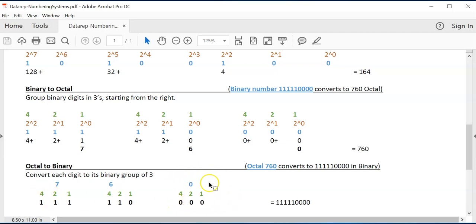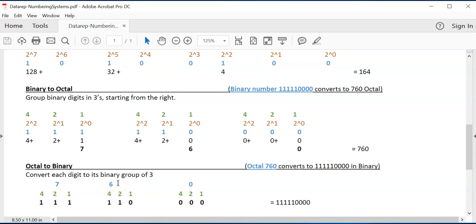And what you need to think here is, which of these numbers do you need to make this number? Well, it's a 0, so I don't need 4, I don't need 2, and I don't need 1. When you don't need a number, you put a 0. So I put zeros underneath each of these. So this octal number is giving you 000 as the binary.